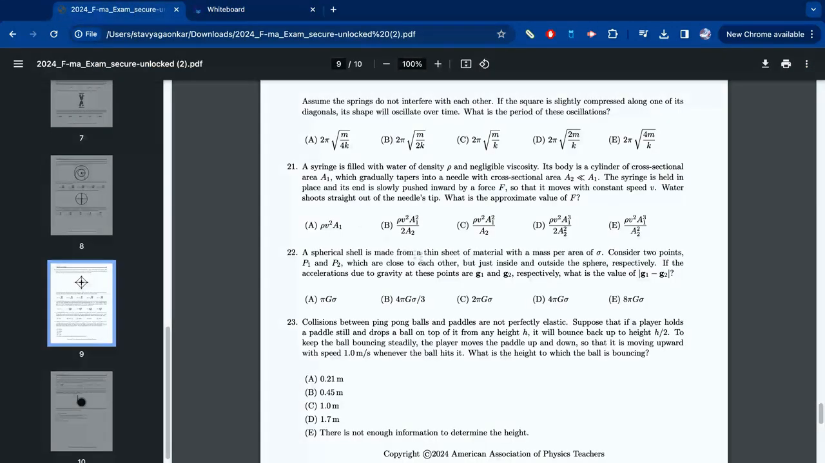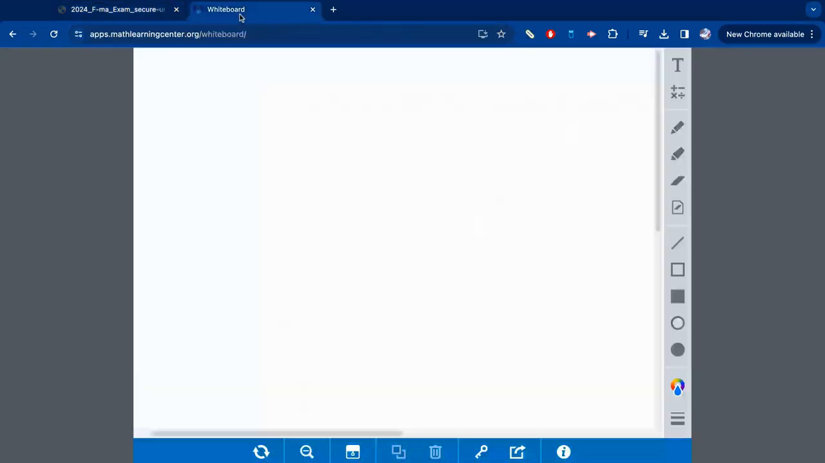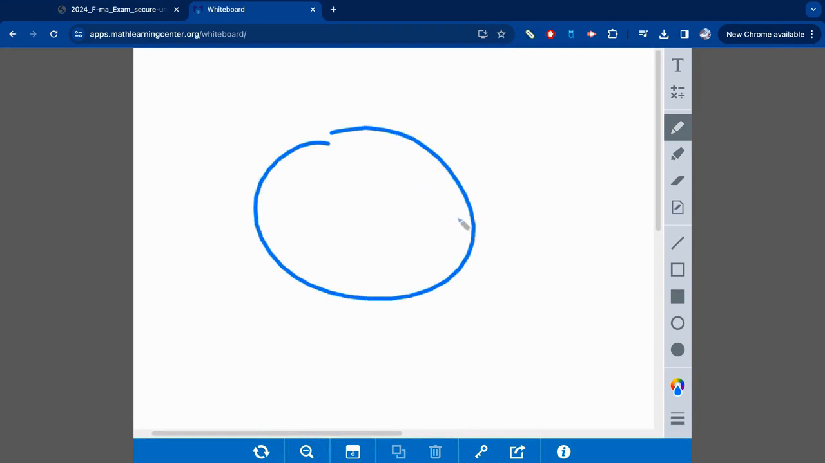Okay, next problem. A spherical shell is made of a thin sheet of material with a mass per area of sigma. Consider 2 points, P1 and P2, which are close to each other, but inside and outside the sphere respectively. So we basically want to find the absolute difference between the accelerations due to gravity at these 2 points. You have a spherical shell, so it has some mass, and you have these 2 points.